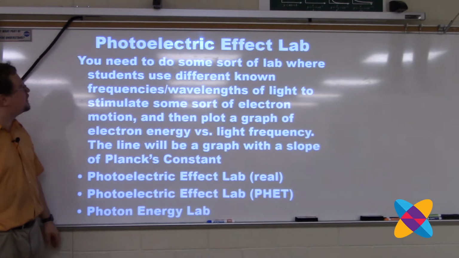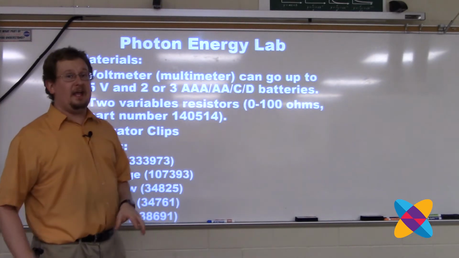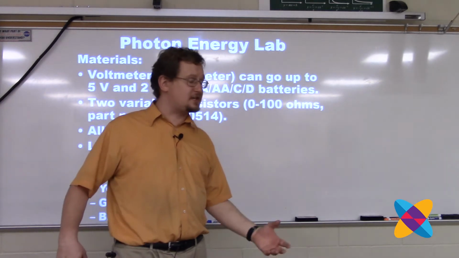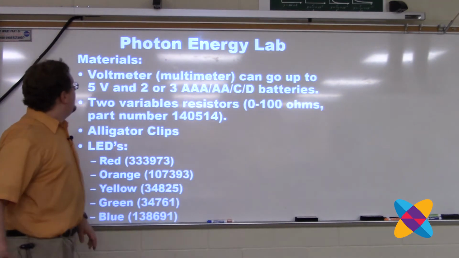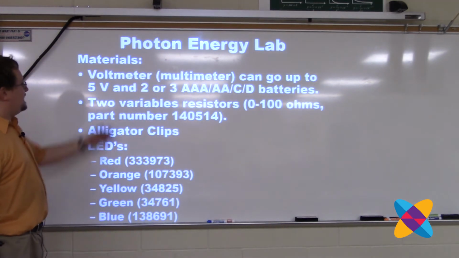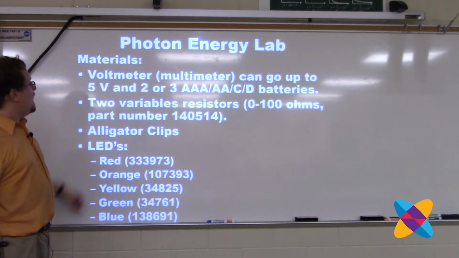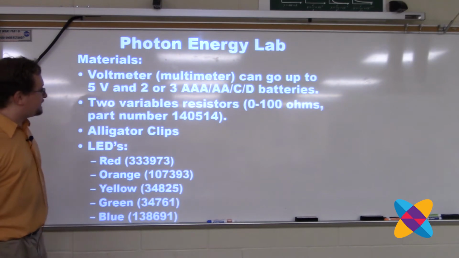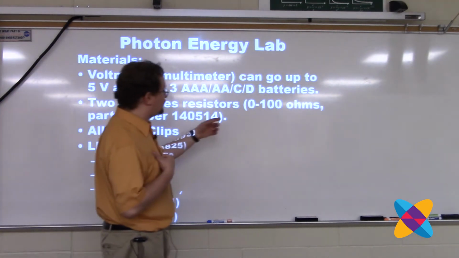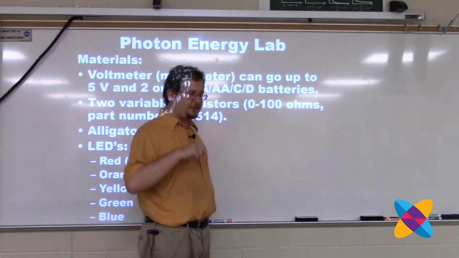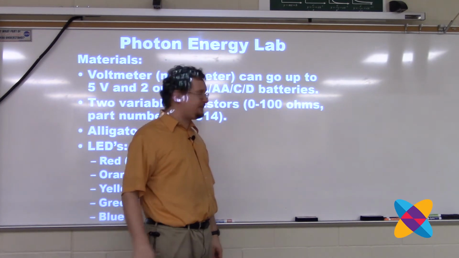So the lab I'm going to show you is called the Photon Energy Lab. It is pretty ornate. Just going to tell you that. Here we go. You need a voltmeter, and you need 2 or 3 batteries, so you're making about 3 to 4 volts. You need a couple of variable resistors. The ones that I used went from 0 to 100 ohms, and had a little knob on them that were very easy to rotate.